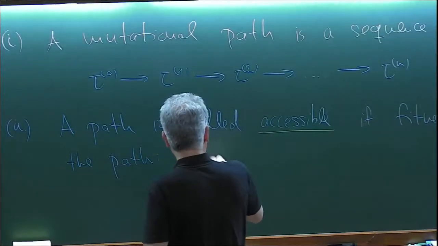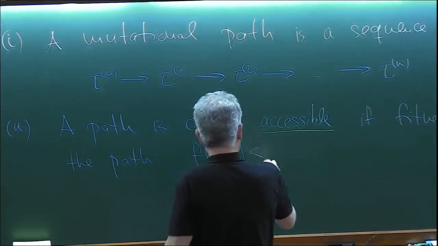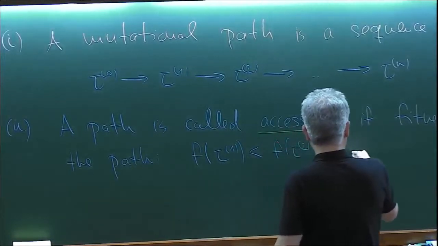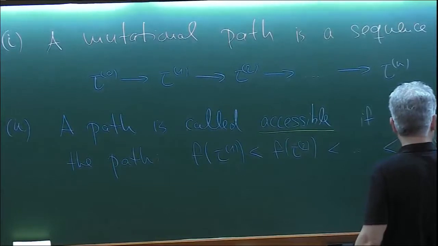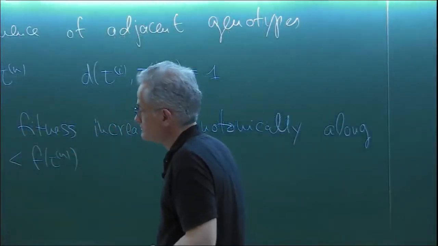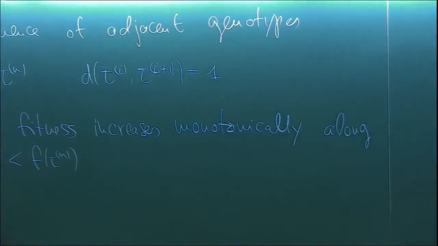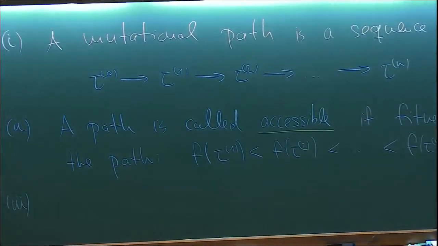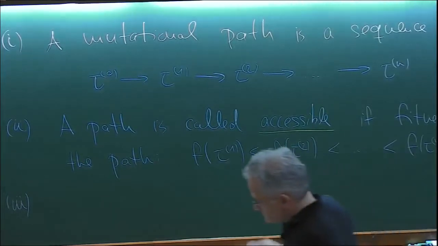This means that the fitness values along the path are ordered. So f of tau 1 is smaller than f of tau 2, and so on up to f of tau n. So these are the paths that will be particularly interesting. And the final distinction that we have to make is between direct and indirect paths, or sometimes one says directed. I want to avoid directed because the hypercube is of course a directed graph thanks to these arrows, but a path in general doesn't have to follow the arrows. Of course, accessible paths follow the arrows.